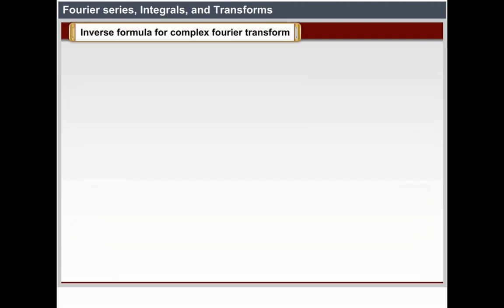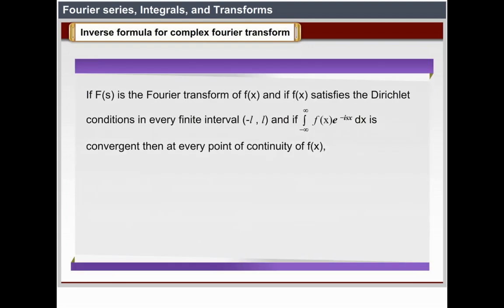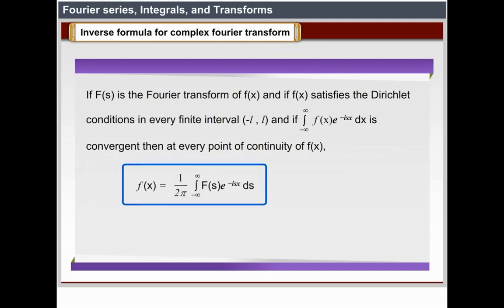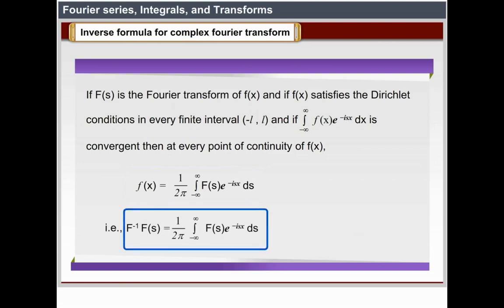Inverse formula for complex Fourier transform. If F(s) is the Fourier transform of f(x), and if f(x) satisfies the Dirichlet conditions in every finite interval −L to L, and if ∫ from −∞ to +∞ f(x) e^(−isx) dx is convergent, then at every point of continuity of f(x), f(x) = 1/2π ∫ from −∞ to +∞ F(s) e^(−isx) ds. That is, F⁻¹[F(s)] = 1/2π ∫ from −∞ to +∞ F(s) e^(−isx) ds.